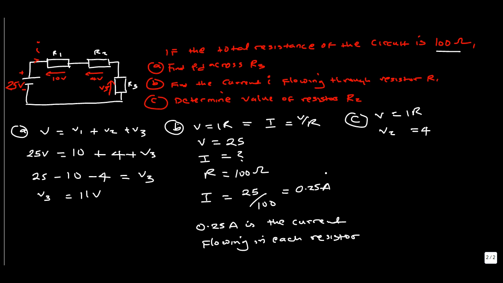So I'll just put that in writing so that you don't get confused. In a series network, and this is really important, by the way, your I is equal to I1 is equal to I2 is equal to I3. So we know that I is equal to 0.25 amps.